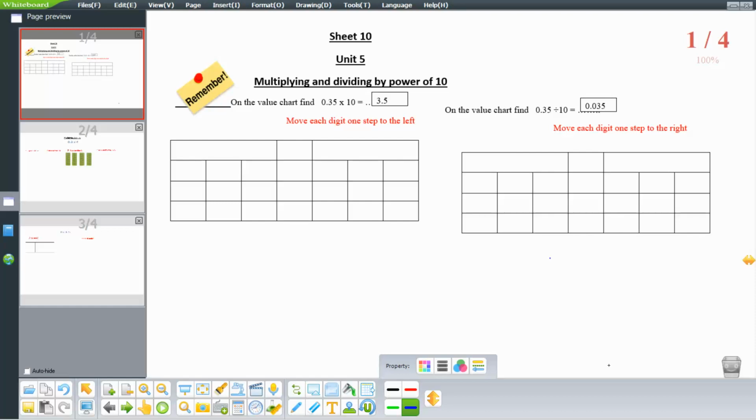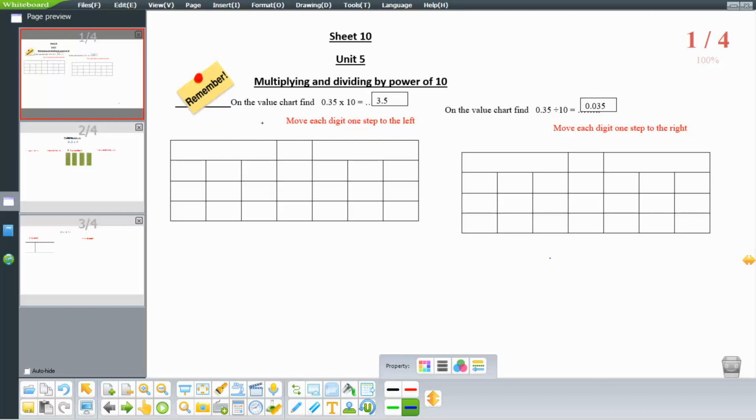Hi, my dear students. Today we are going to talk about Unit 5. Okay, and we will start from multiplying and dividing by powers of 10.